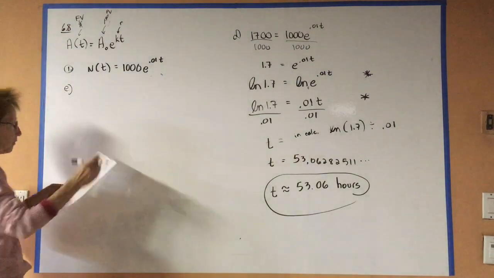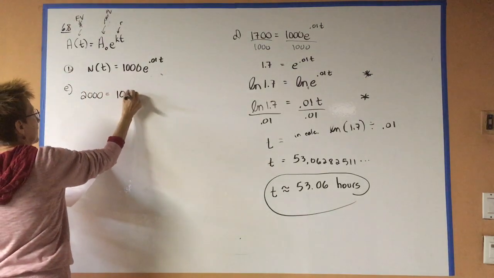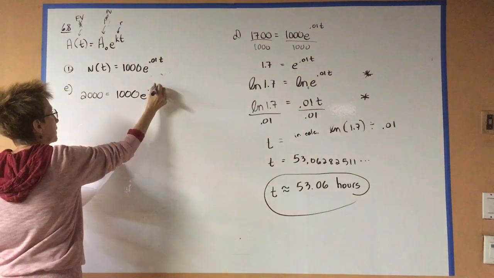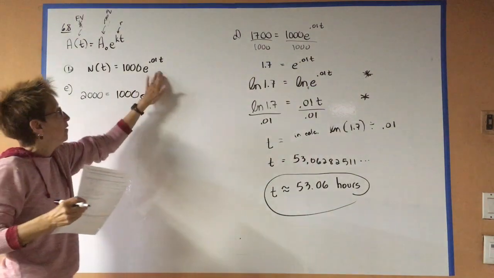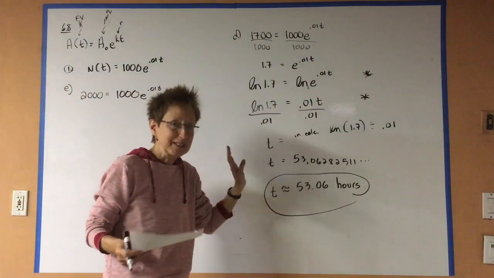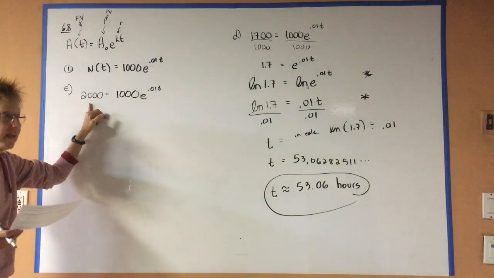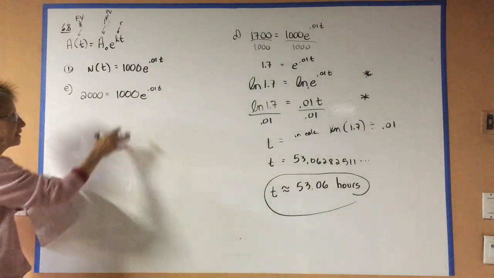When will it double? So my equation is 2,000 future value equals 1,000 present value e to the 0.01t. How long will it take for that to happen? Well, it better be more than 53 hours, or else I'm doing something wrong, because this was 1,700. Now I want it to get up to 2,000. Same process though. So this is exponential.